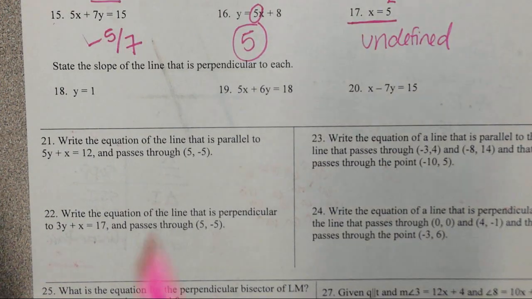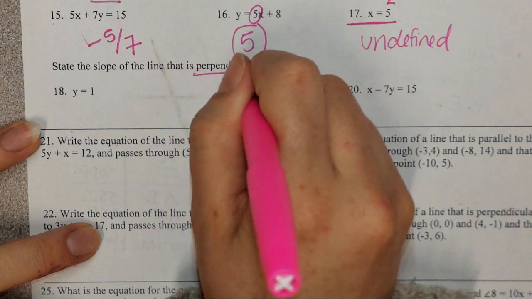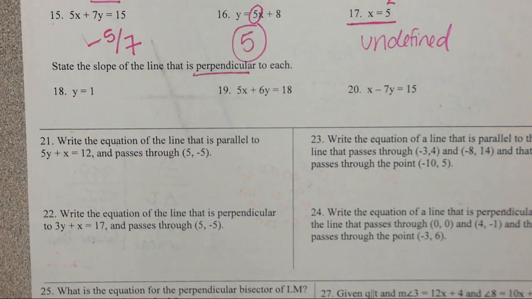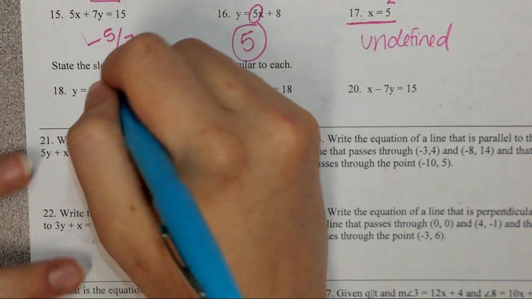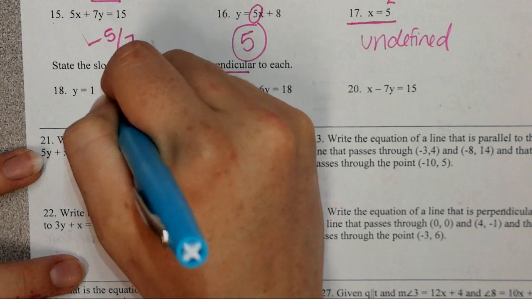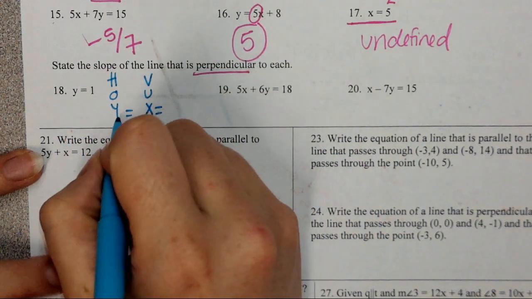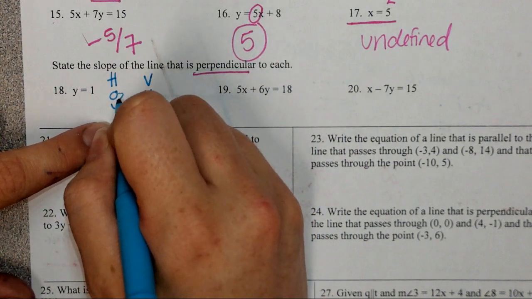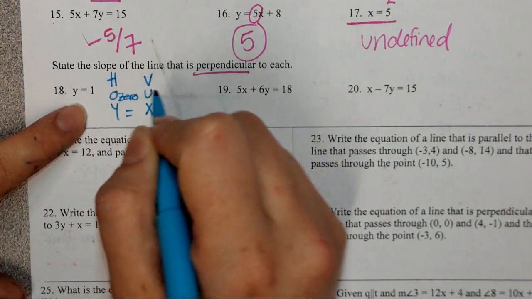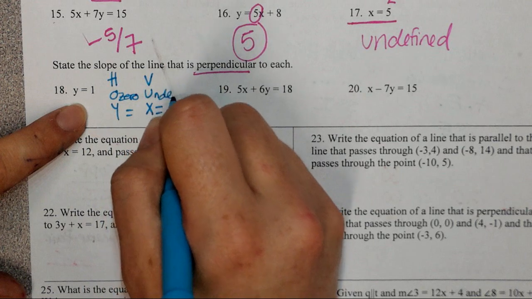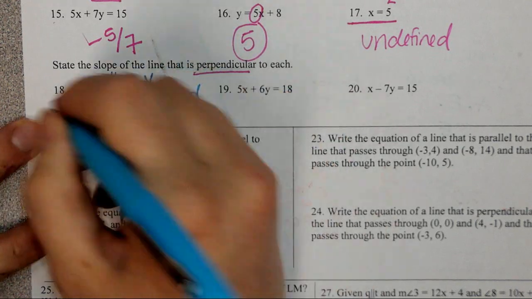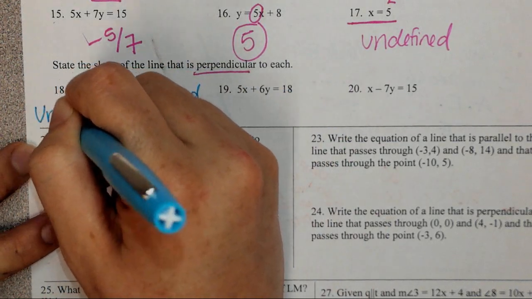For 18 through 20, now it wants the perpendicular slope to these lines. Okay, so our first question is a y equals equation. If you remember our HOY, BUX, a y equals equation has a slope of 0. Perpendicular to a slope of 0 is an undefined slope.